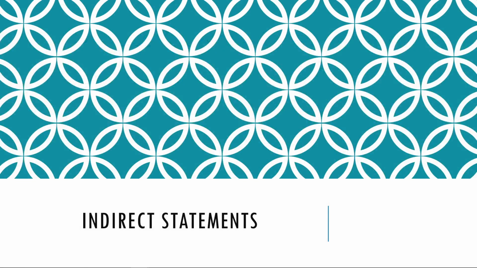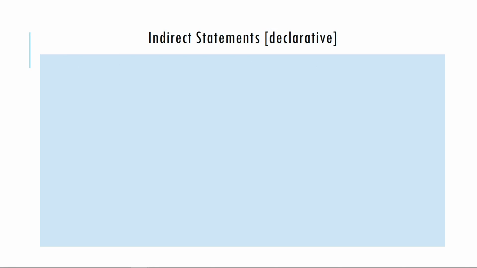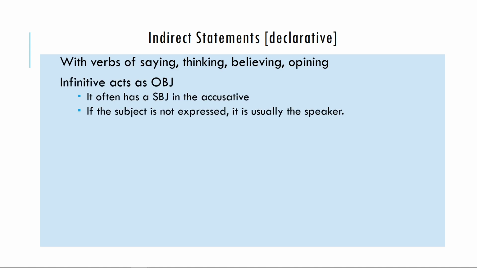Indirect statements are declarative statements with verbs of saying, thinking, believing, opining. You've seen that we can have subordinate clauses there, but some words take infinitives acting as the object. Again, often with a subject in the accusative. Complementary infinitives don't usually have a separate subject. "I want him to do something" is not a separate subject, it's two objects. If the subject is not expressed, it's usually the speaker himself, and these happen to be negated by ou.